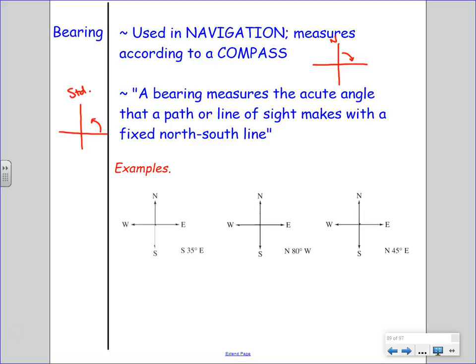Some angles, it might be easier to start from south. And if you're doing south 35 degrees east, question, start from south, and what way do you think you're rotating? Towards east. There's your angle. If it doesn't give any direction, you automatically think north down. But if it gives something else, you start from south and go towards east, or start from north and go towards west, or start from north and head east. Does that make sense?